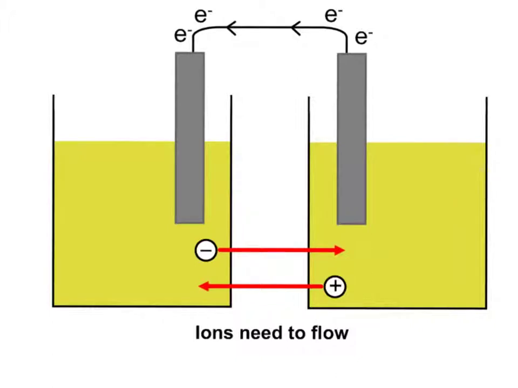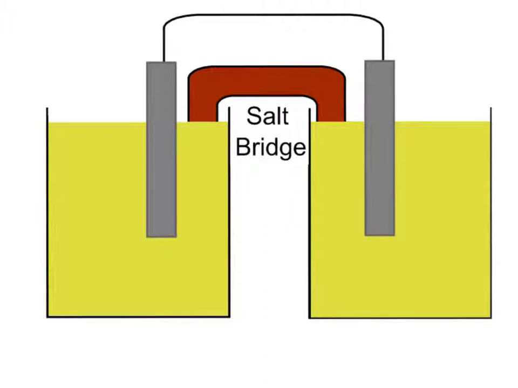What we need is some way to transfer ions between the two solutions. As we are building up positive charge here, we need to let those positive cations flow this way. And as the negative charge is building up here, we need to allow these ions to flow this way so that we can maintain our current and electrons can transfer through that wire. There's a really easy way to solve this. We call it a salt bridge. Our salt bridge allows for that flow of ions to occur.